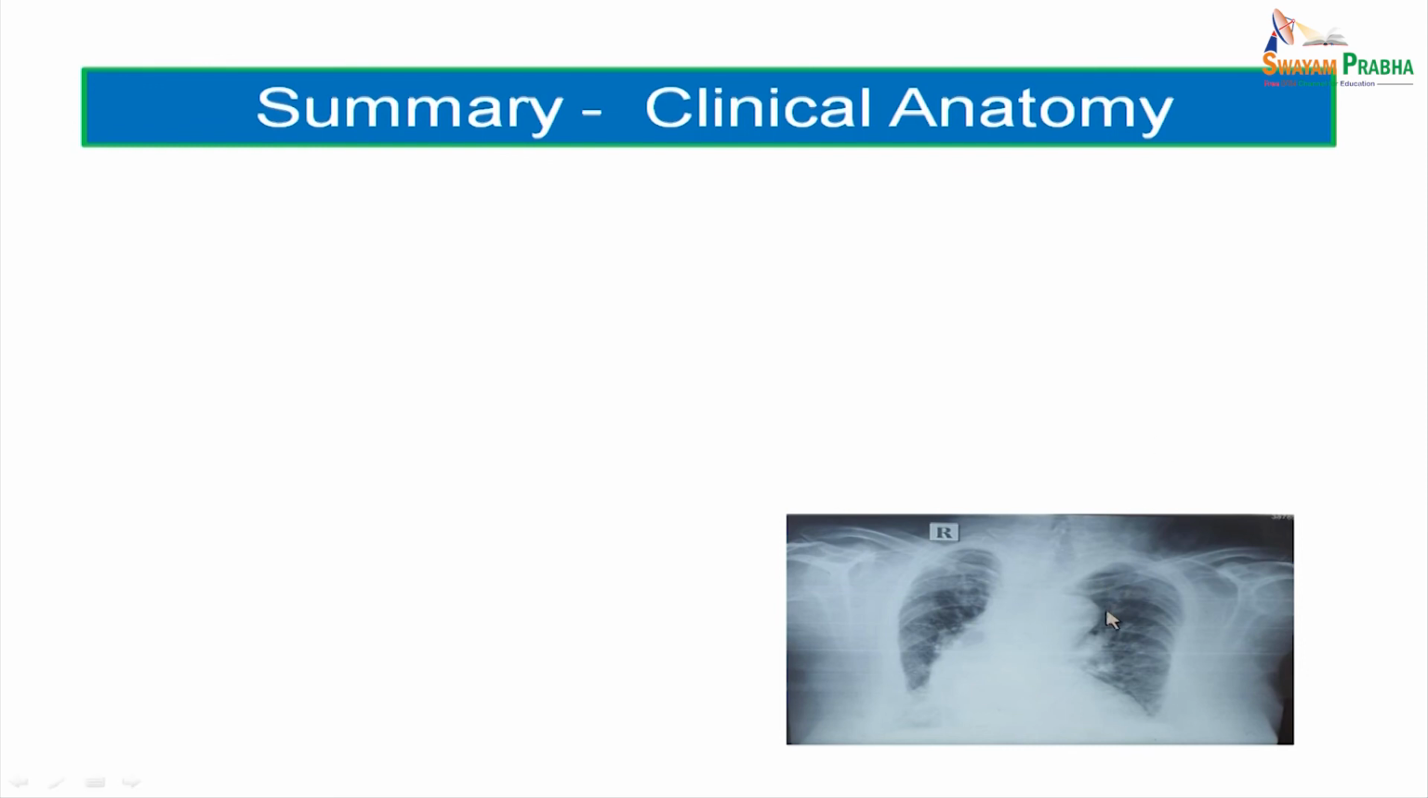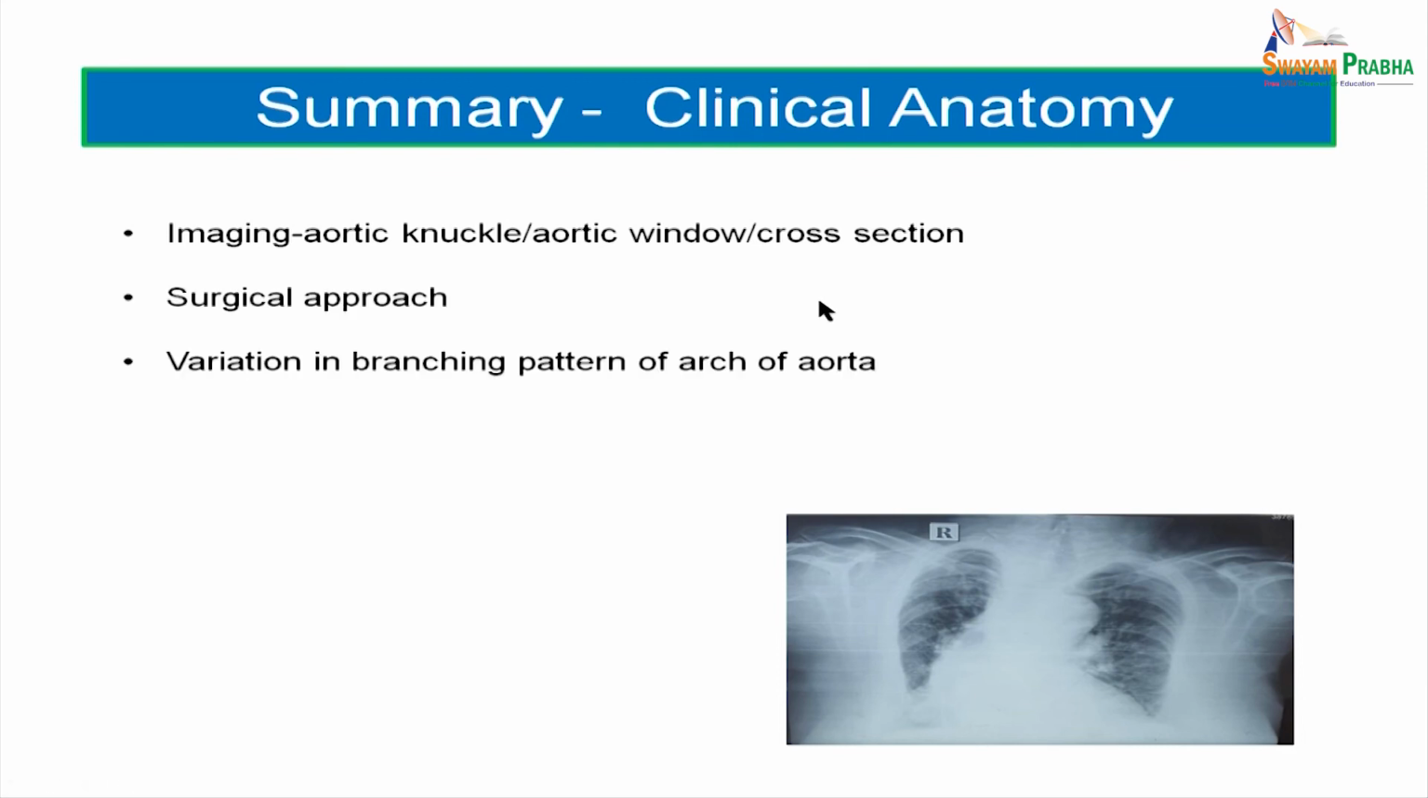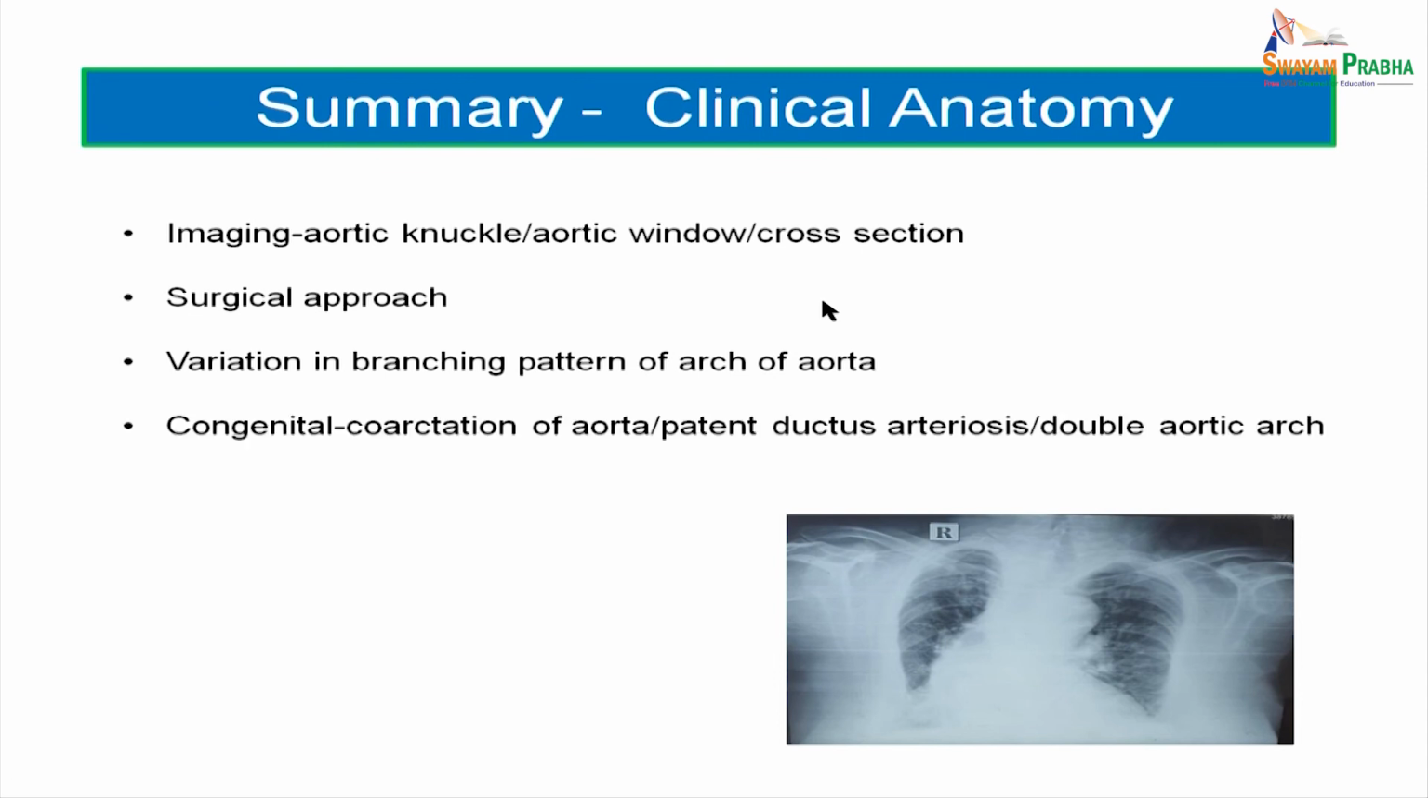So, here in this picture you can see a little prominent aortic knuckle compared to the previous X-ray, which might be due to some pathology of the arch of aorta. So, based on its location, we can determine the location of the arch of aorta in X-rays, and we also spoke about the aortic knuckle, the aortic windows, and how it is seen in the CTs and MRIs. We also discussed the surgical approach, the variation in the branching pattern of the arch of aorta, the congenital anomalies associated with the arch of aorta, and also the anatomical basis of the development of aortic aneurysm.